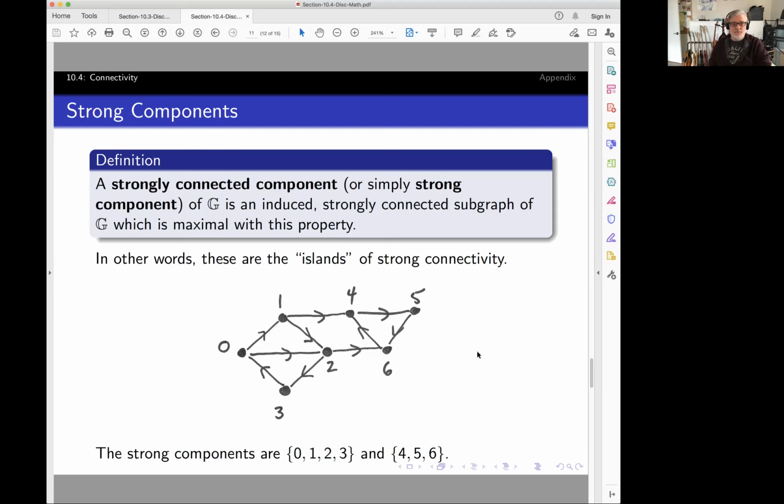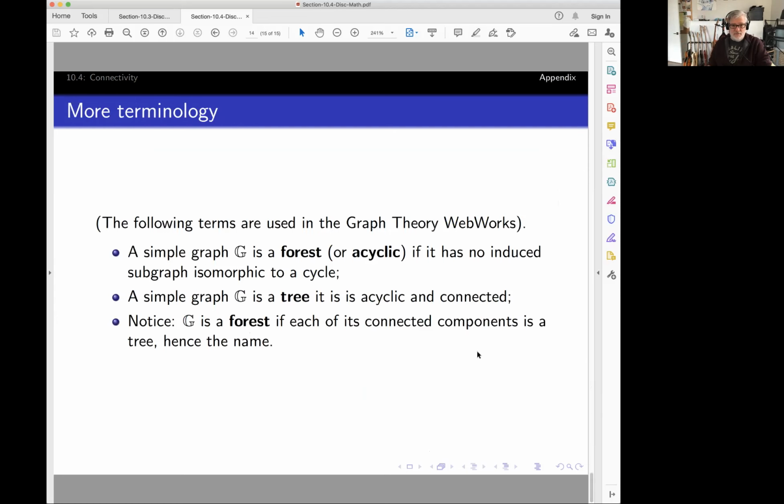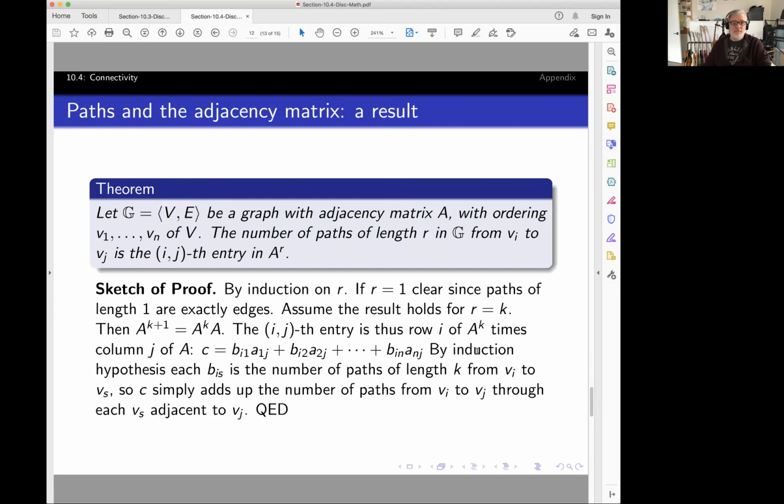I think, let me see. I'm almost done. Okay, this one.